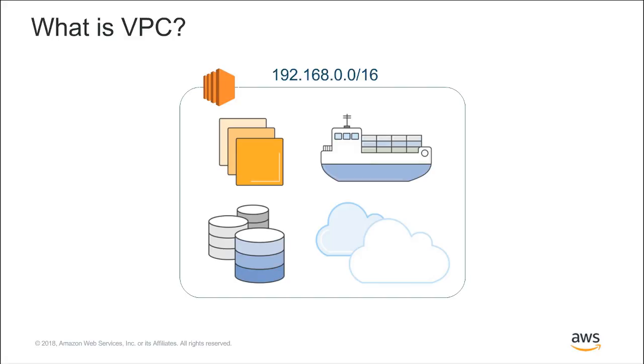So here we have 192.168/16, so that's your own private network. You get to choose what the range is. Actually, you can use a public range as well if you prefer. And all of the resources that are inside the VPC use IPs from that range, and they can talk to each other. And those resources can be things like instances, or containers, or databases, load balancers, and all sorts of other things.